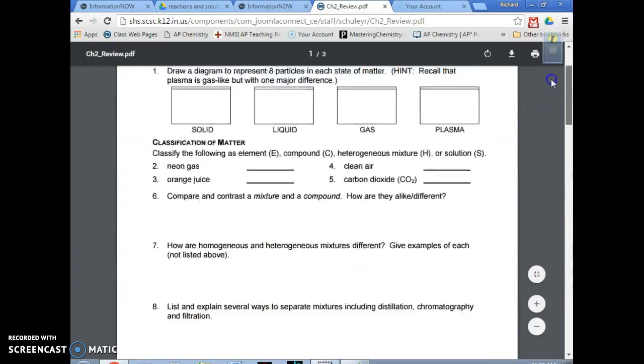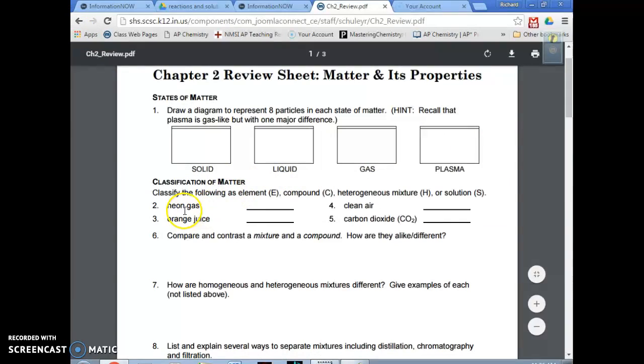If we go back up, just going through these a little bit, neon is an element, orange juice is a mixture. Depends on if there's pulp or not. If it's not, now typically you know my rule. If you can't see through the liquid, it's probably heterogeneous. I can't see through orange juice. Orange Kool-Aid I can see through. I'm going to tell you, even if you can't see the pulp, orange juice is still heterogeneous.